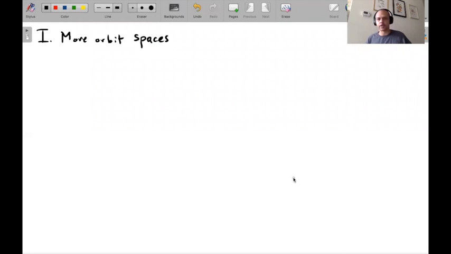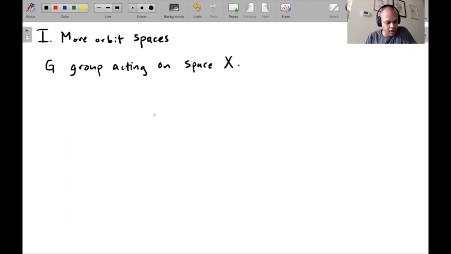So the main thing I want to do today is talk a little bit more about orbit spaces and mostly see some more examples. So the setup from last time, recall, we have G, a group acting on a space X. And we define O sub little x to be the orbit of x. So this is all the points you can get to by applying some element of G from little x.